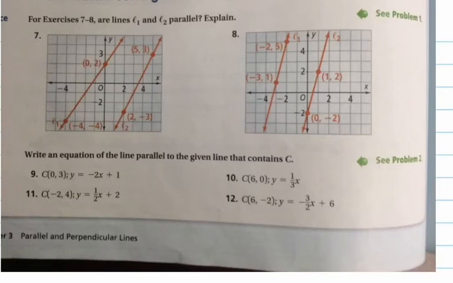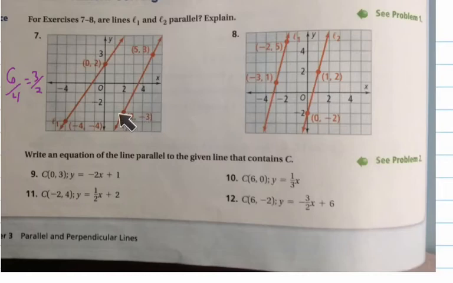Number 7, are lines L1 and L2 parallel? Explain. Just off the top of your head, do they look parallel? They're pretty close, aren't they? The other one's slightly more slanted. So we can do a rise over run here, right? We can go rise 6 and run 4. So that's 6 over 4, which would be 3 halves.